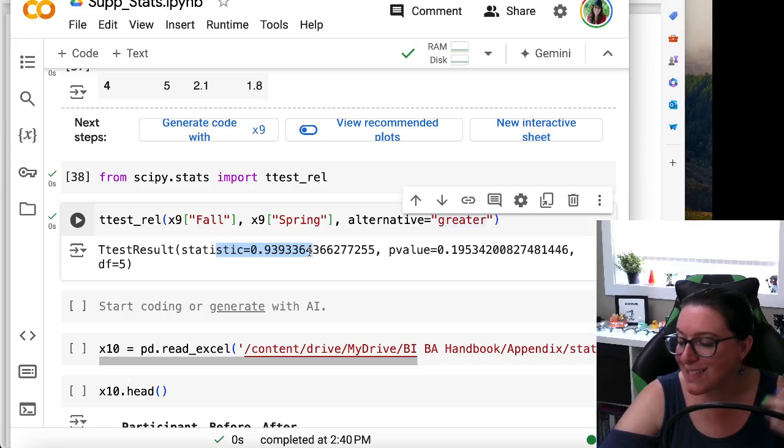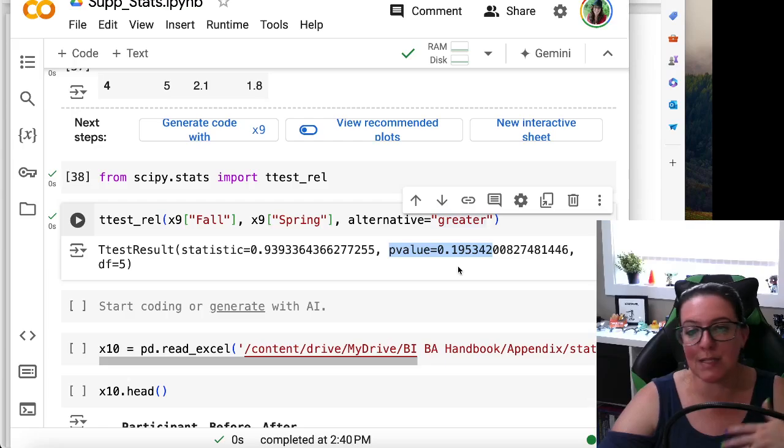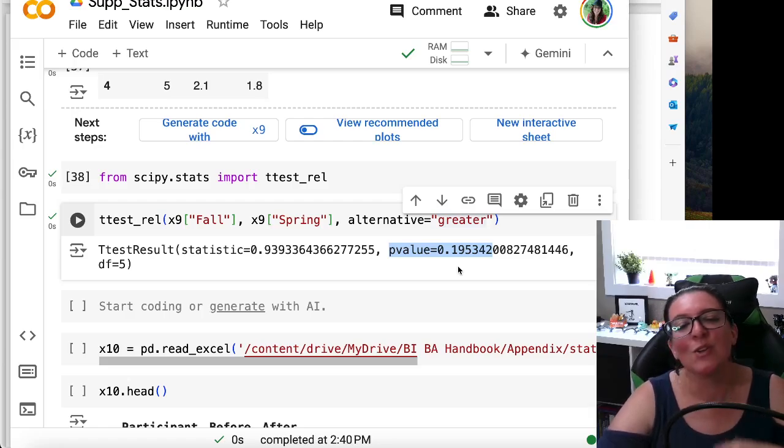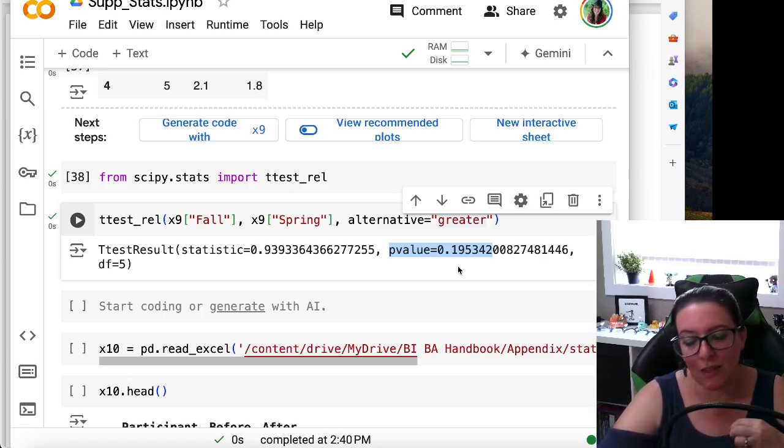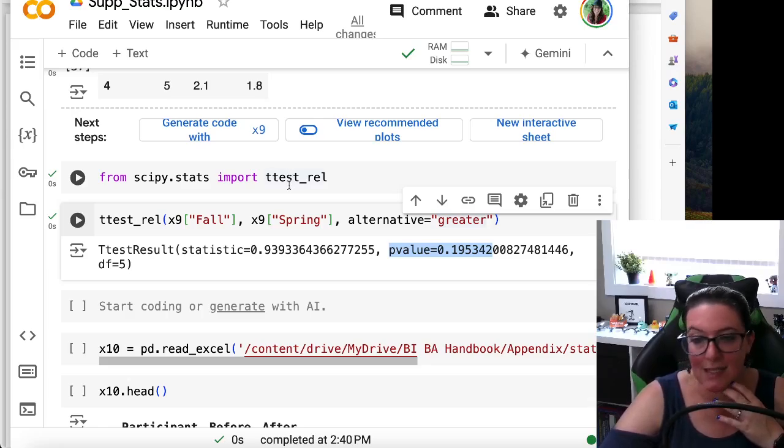So our test statistic is 0.939 and our p-value here is 0.195. Our p-value is more than our alpha. Our p-value is not less than alpha. So we failed to reject the null hypothesis. Okay, so with this one line of code and importing that, we can do our paired t-test as well.